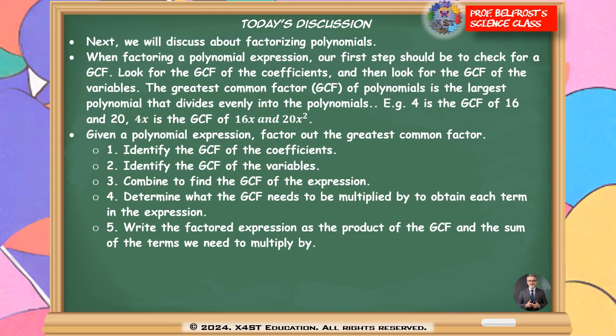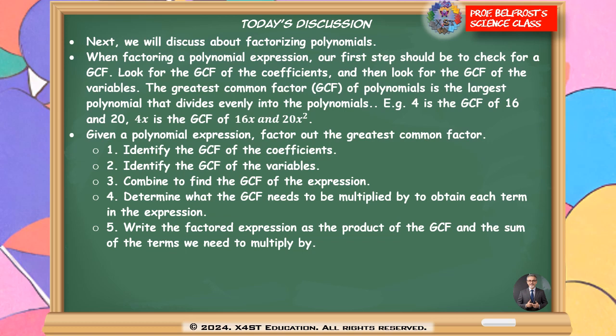Next, we will discuss factoring polynomials. When factoring a polynomial expression, our first step should be to check for a GCF. So what is a GCF? GCF is the greatest common factor. The GCF of polynomials is the largest polynomial that divides evenly into the polynomials. For example, 4 is the GCF of 60 and 20, and 4x is the GCF of 16x and 20x squared.